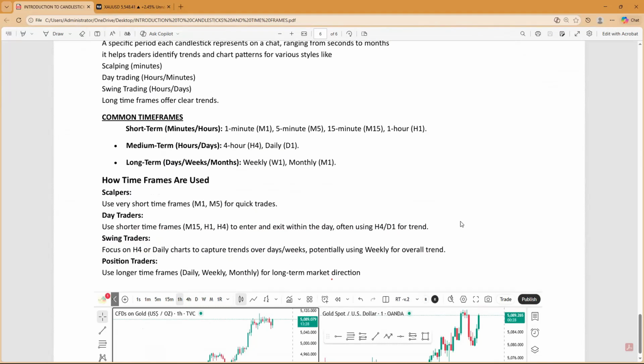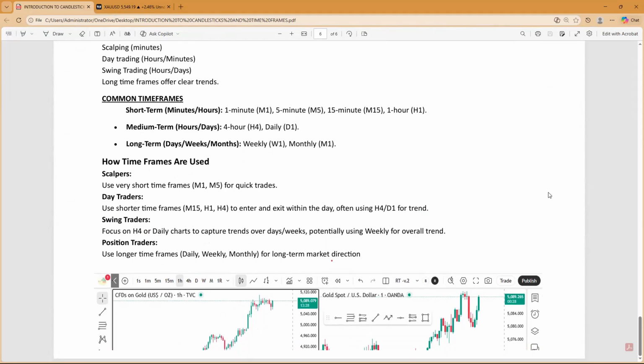Position traders are traders that use large time frames, big time frames like the daily, weekly, monthly, and as they go forth. Here's a small diagram of the time frames. The time frames are found here on your TradingView. So we have the 1 second, 1 minute, 5 minute, 15 minute, 1 hour, 4 hour, day, week, month, range, as we go like that.